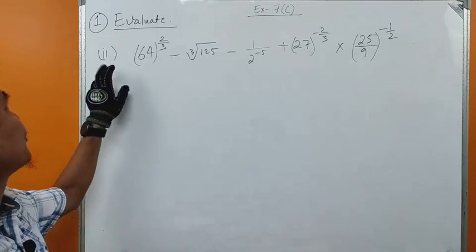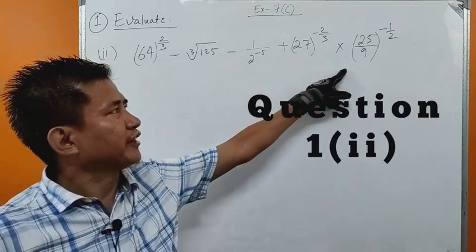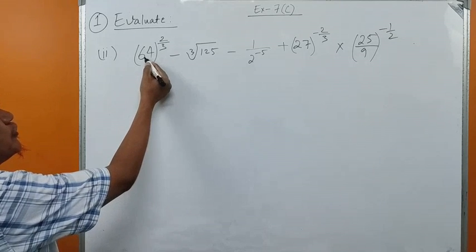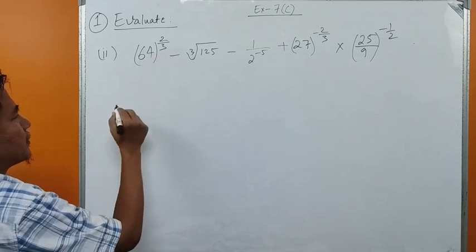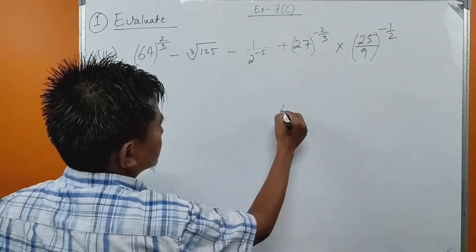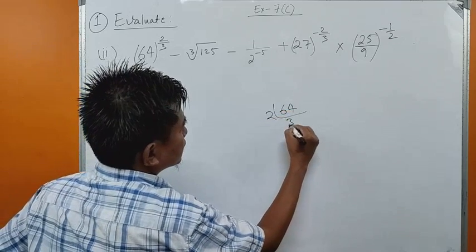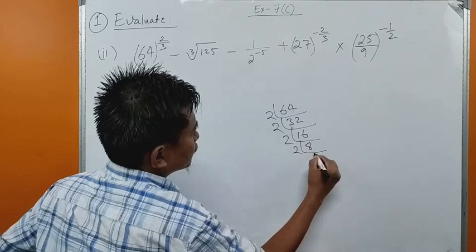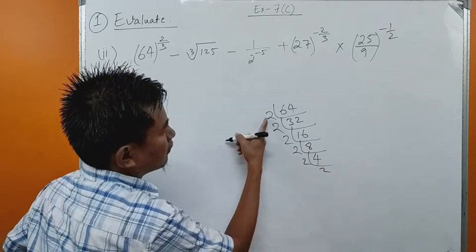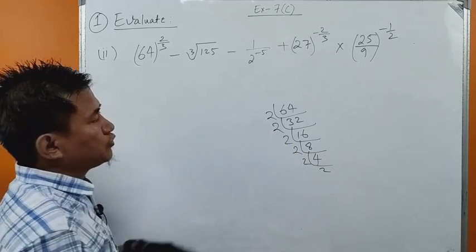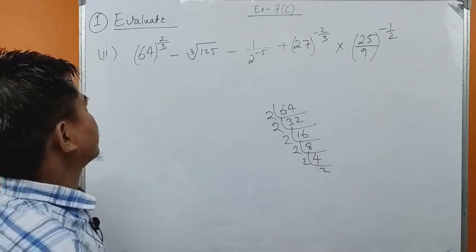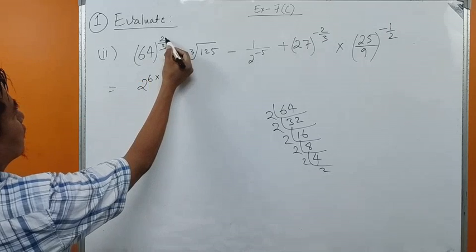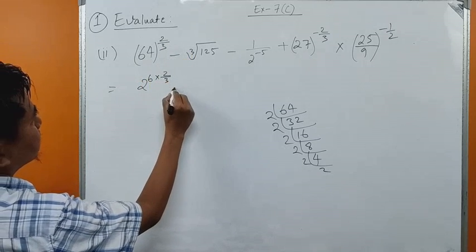Let us do question number 2, evaluate. We are asked to find the value of this expression. So we have 64 to the power 2 upon 3, isn't it? 64 means 2 to the power 6. 2 multiplied 6 times gives us 64: 1, 2, 3, 4, 5, 6. So 64 can be written as 2 to the power 6, into this power 2 upon 3.